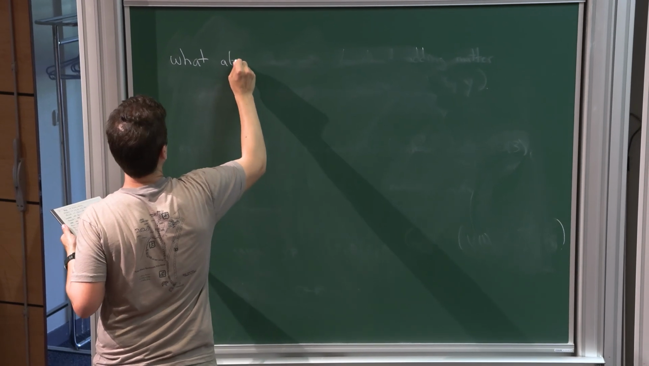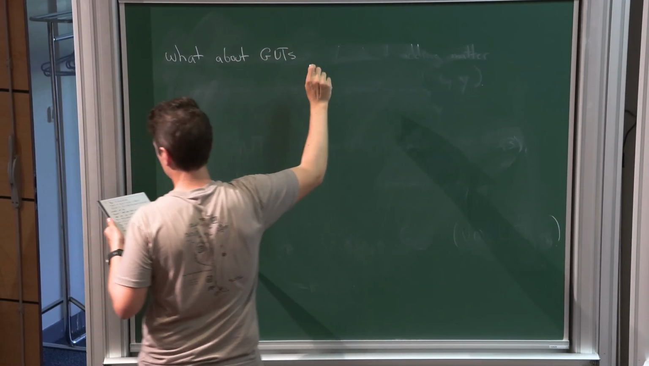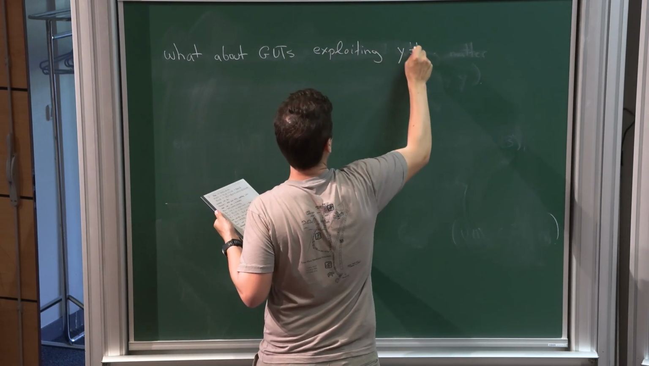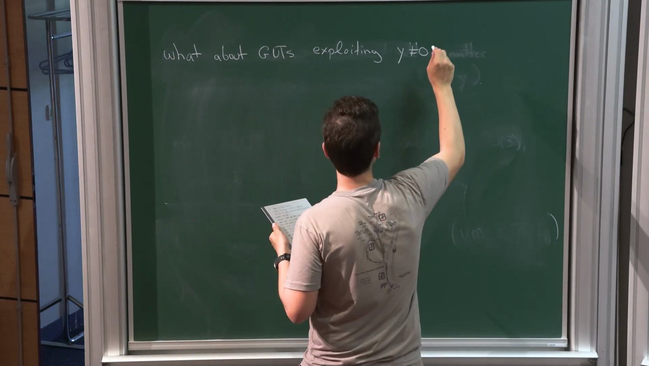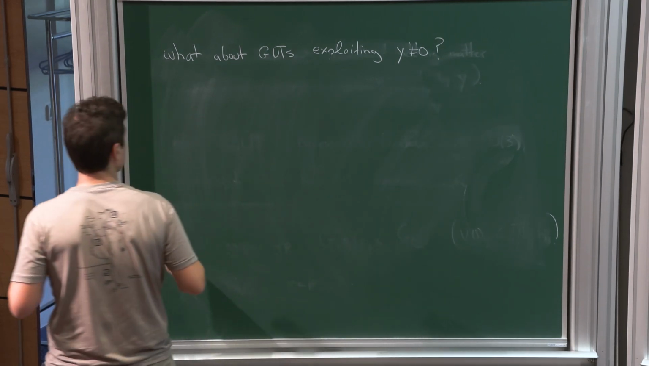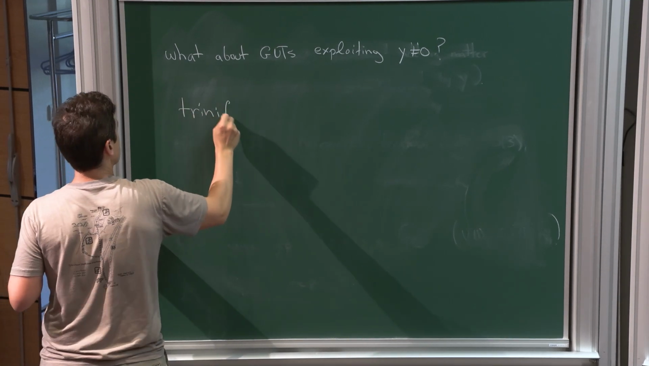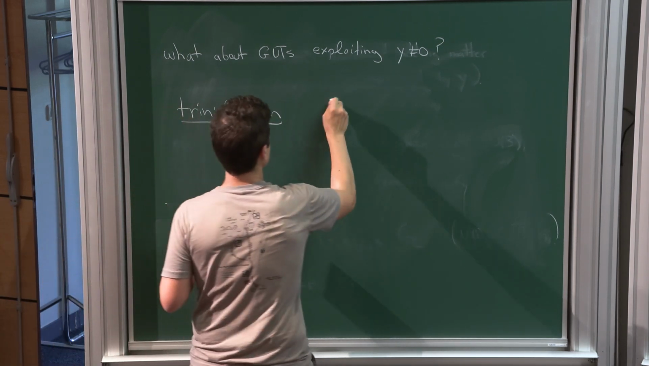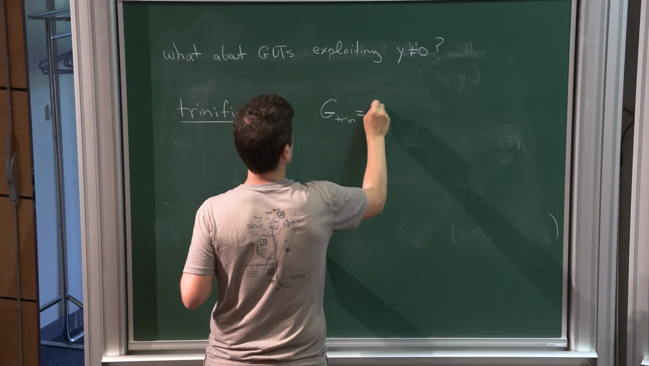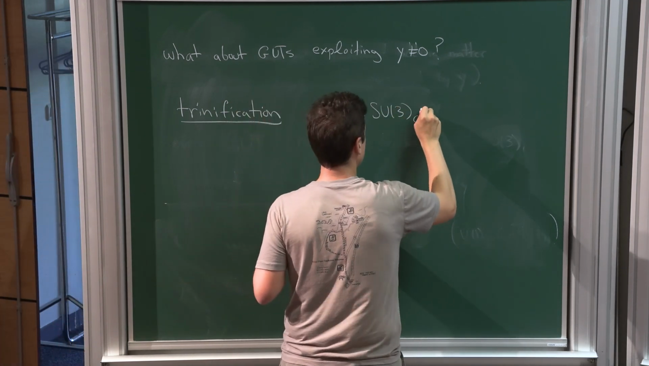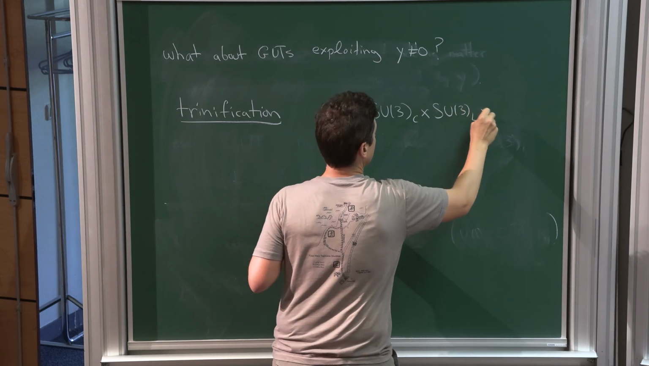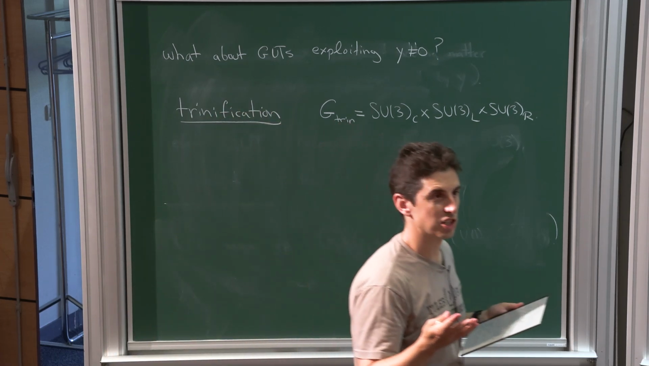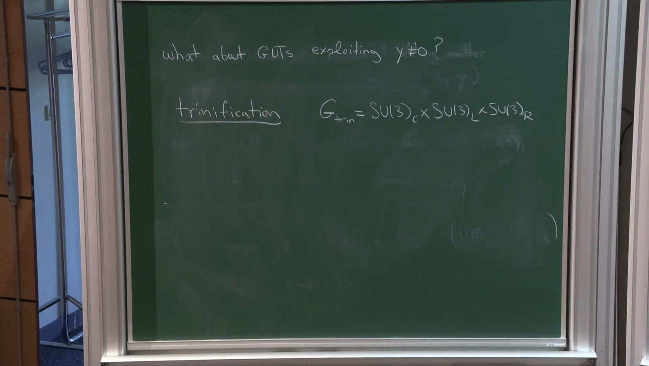So what about GUTs exploiting Y not equal to 0? What does that actually look like in practice? So there's an example which is called trinification. What's trinification? G trin is 3 SU3s, hence the cute name. Sometimes people mod this out by a discrete group to try to force the gauge couplings to be equal. We don't need to do that.